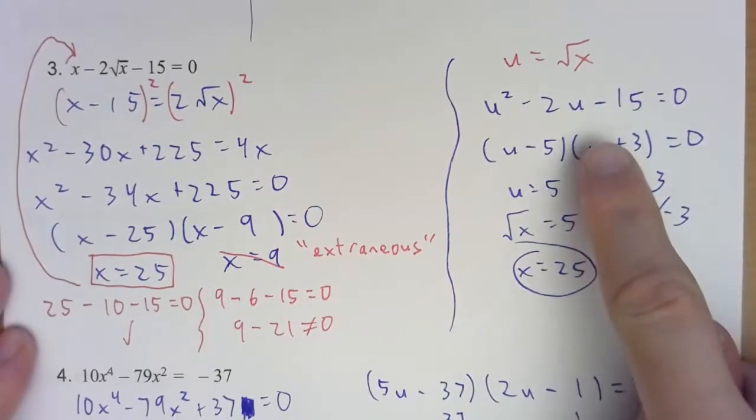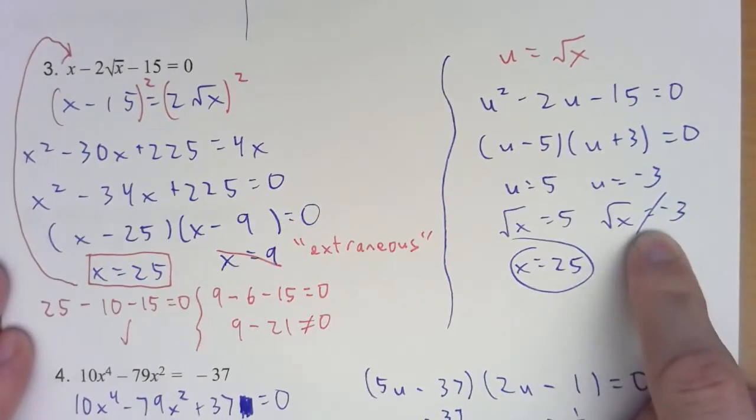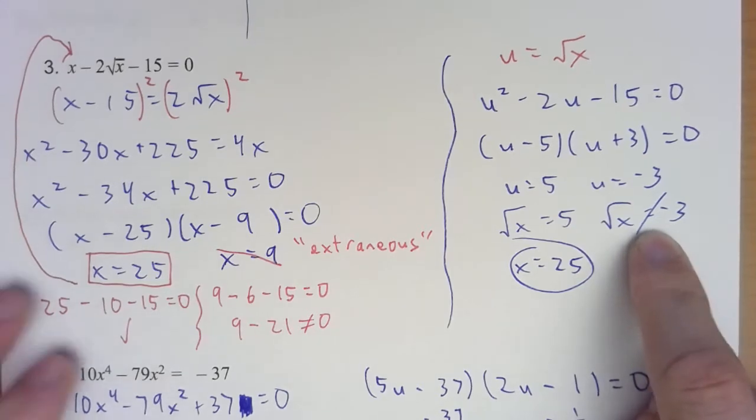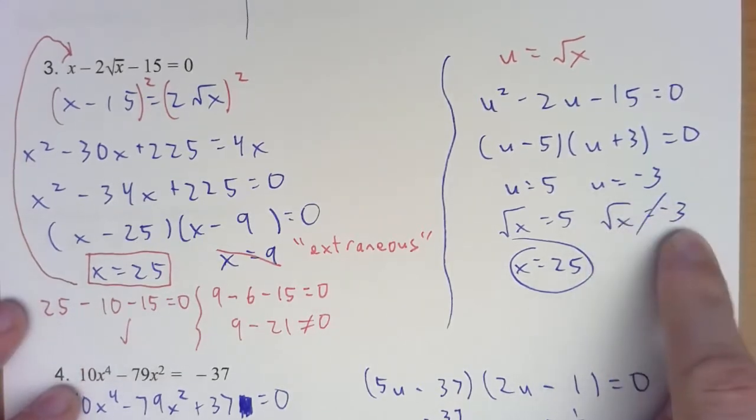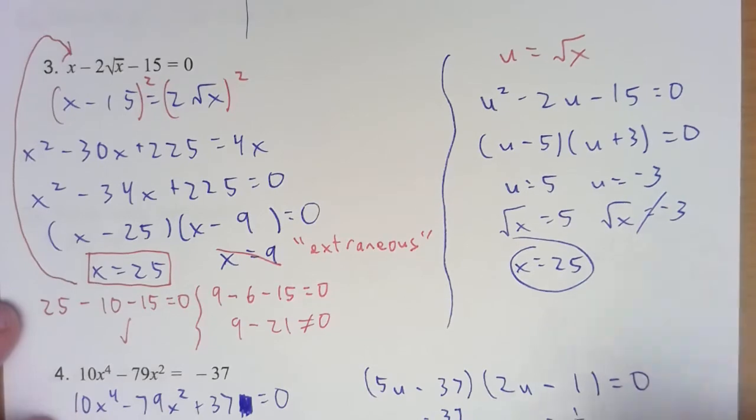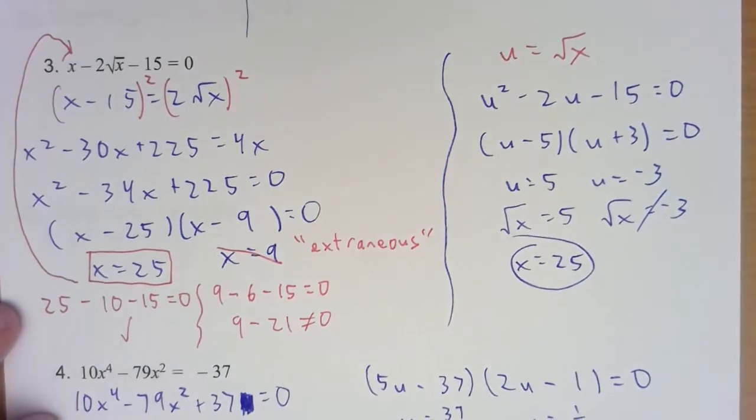The factoring's so much easier. The extraneous solution kind of pops right out at you. We know that square roots can't be negative. Square roots are always positive. So nice, clever way for that one.